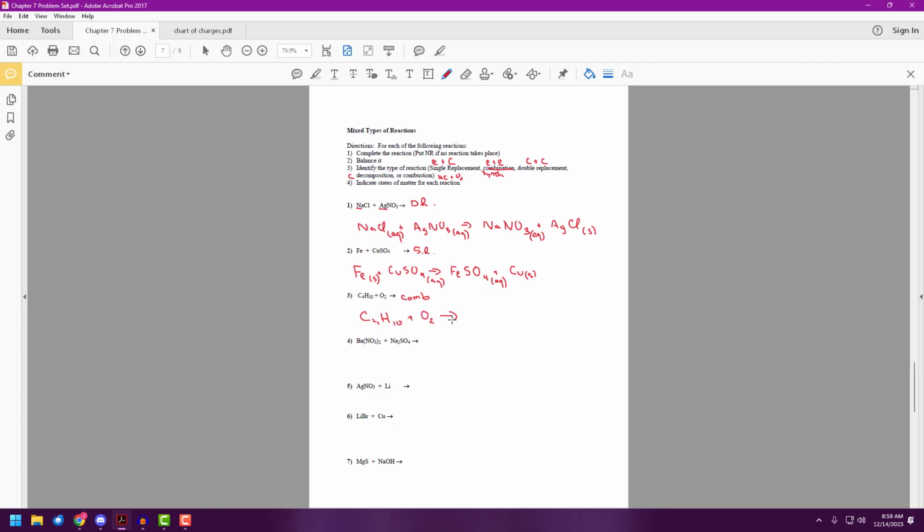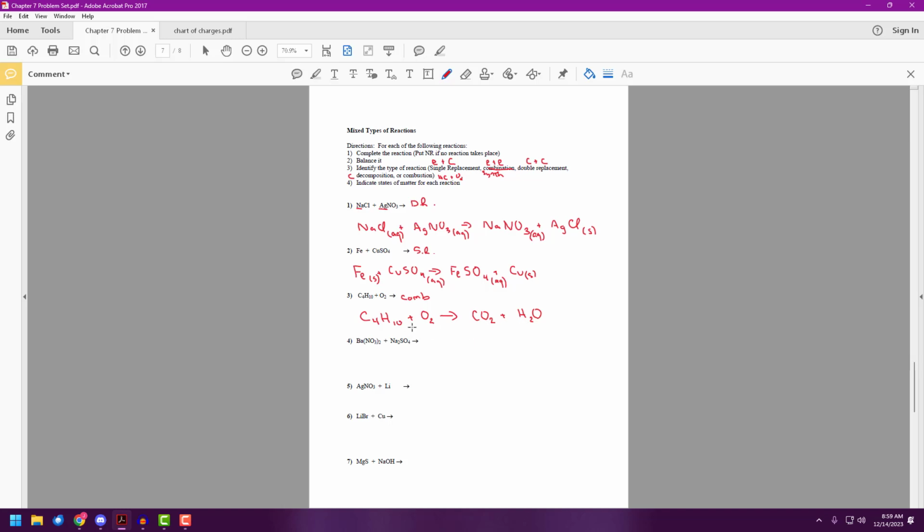Now combustion reactions are easy because they always produce the same two products no matter what. Every combustion reaction will produce carbon dioxide and water. So these are the products of every combustion reaction.